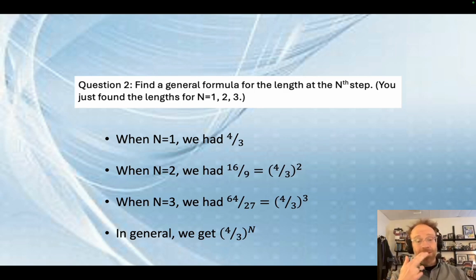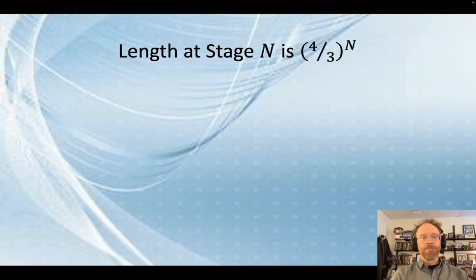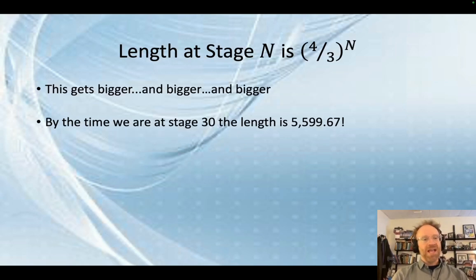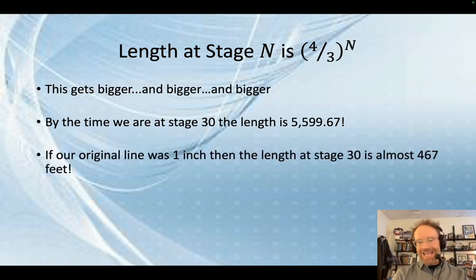This is exponential. And it's exponential with a base, 4/3, that's bigger than 1. This gets bigger and bigger and bigger as n increases. So the length of stage n is 4/3 to the n, bigger and bigger and bigger. As an example, by the time we hit stage 30, the length is 5,599.67. If our original line was 1 inch, right, 1 inch between my fingers, then at stage 30, it's almost 467 feet. That's really long.